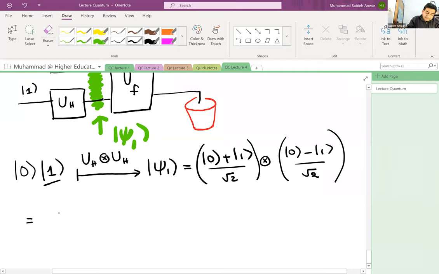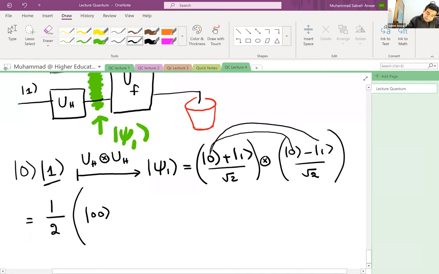Now, let me expand this. So, 1 over under root 2 multiplied with itself gives me half. And let me simplify or expand this out. 0, 0, I can write as 0, 0. So this is zero being tensored with ket zero. Now I would like to tensor zero with this one over here, okay? So with the minus sign. So I have to preserve these phases. So I get zero, one.